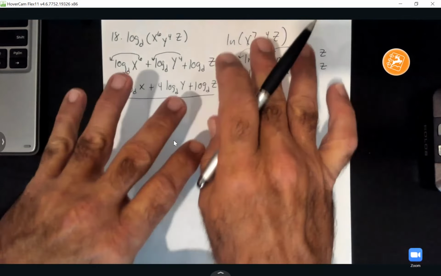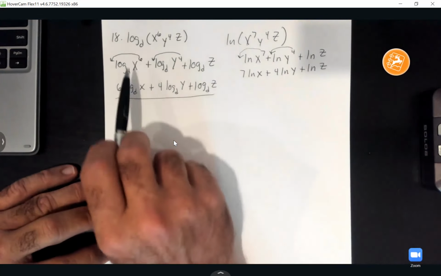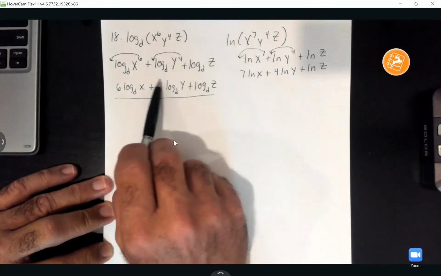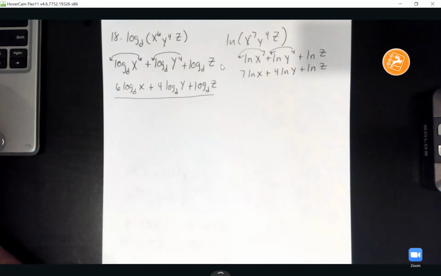So notice they're both similar. And if you didn't have a d here, you would just have a log x^6, log y^4, log z, and then bring them down just like the ln, okay? So it looks like the only thing they're changing up mainly are our exponents, and then either hitting us with a log or a ln.